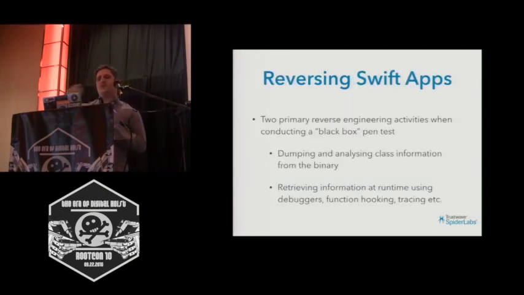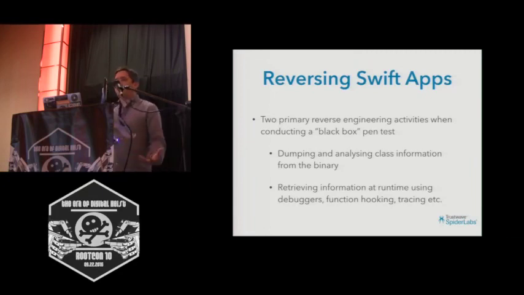So when it comes to reversing Swift apps, there's 2 primary reverse engineering activities when conducting a black box pen test. Dumping and analyzing class information from the binary, just to figure out what's in there and what it's doing, and then retrieving information at runtime using debuggers, function hooking, and tracing together.